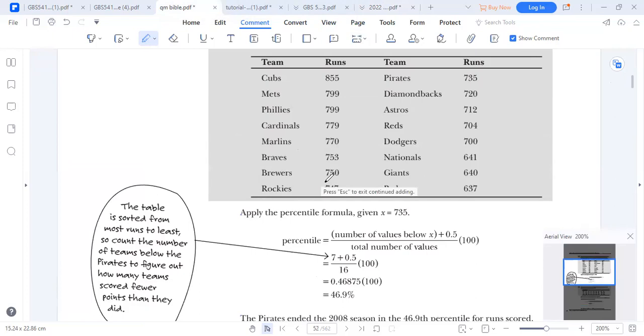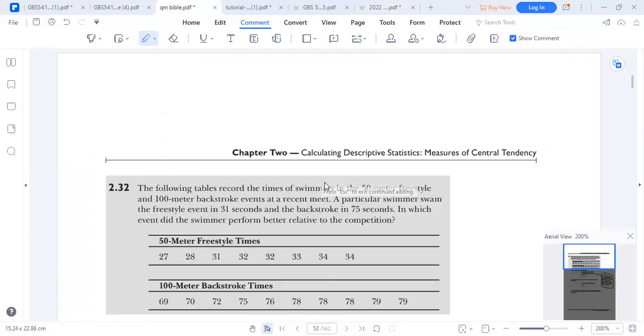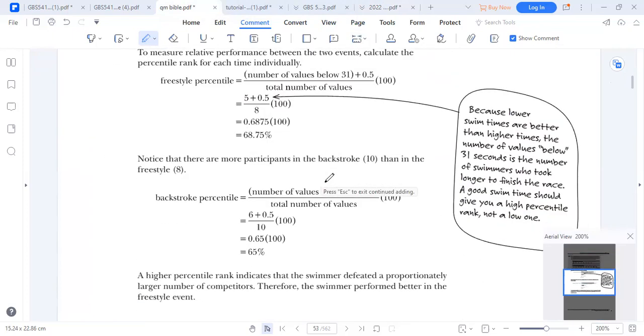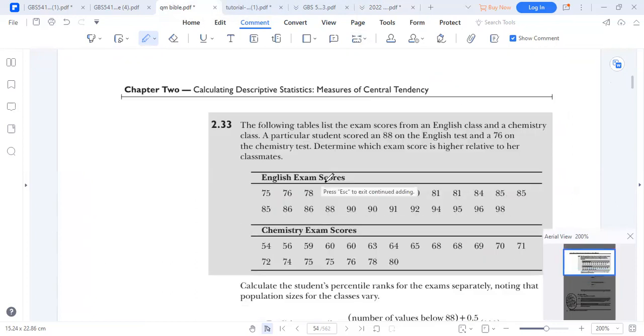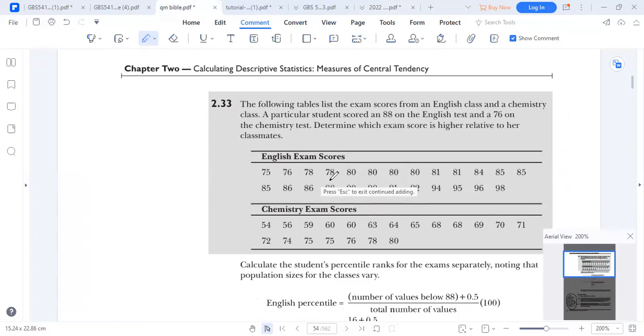So all these, the same story holds. Just count the figures below. Now, this question came in the test. We are told that with 2 exam scores, the table shows English and chemistry. A particular student scored 88 in English and 76 in chemistry.